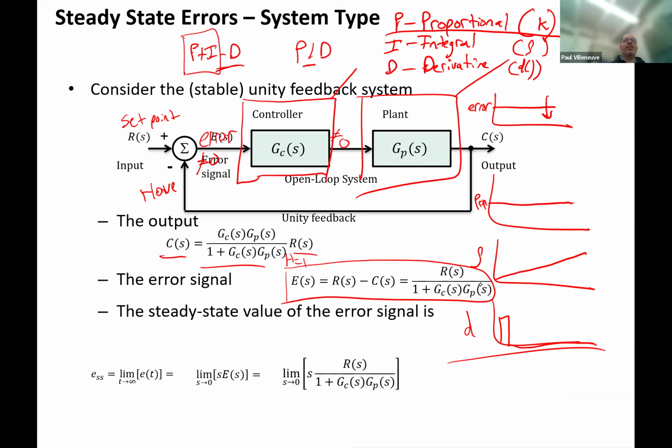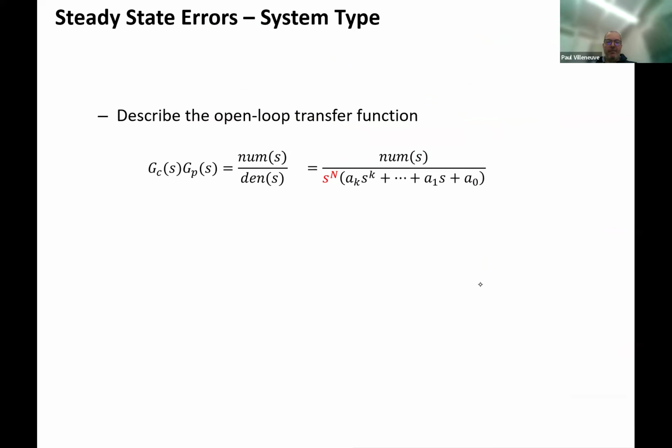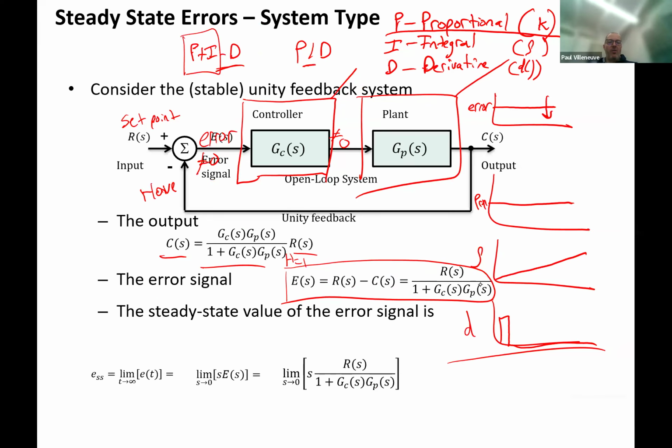So now I'm going to do my steady state error signal. I'm going to calculate my steady state error, which is going to use my final value theorem. So ESS, I take the limit as t approaches infinity of E of t, that's the actual time domain value. But now I'm going to use my final value theorem, which says take the limit as s approaches 0 of s times E of s. That's going to be equal to the limit as s approaches 0 of s times R over 1 plus GC, GP.